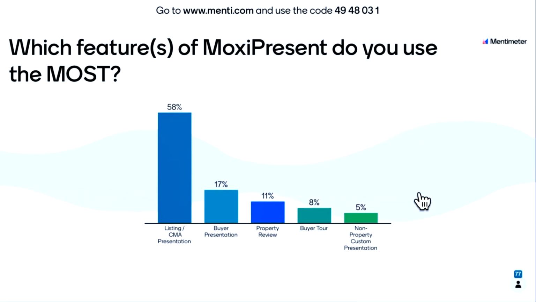Absolutely. Obviously, we love to see lots of listing and CMA presentations because that's how we're going to get the inventory we need to grow. But also look at what your colleagues are doing here. Buyer presentations, 12% of you using property reviews. That's a good number. But again, increase the number of conversations. And if you haven't tried any of these before, just give them a shot and see what happens.